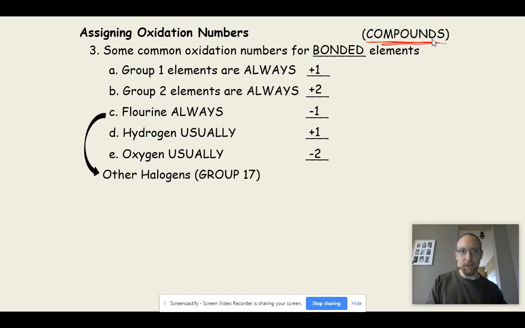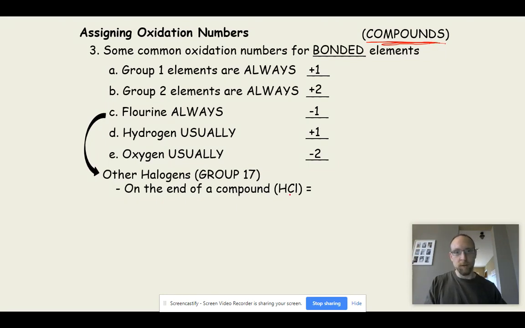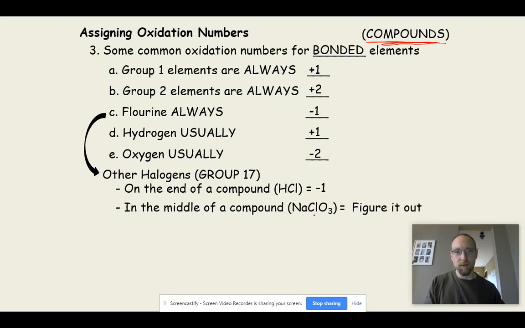So there's a little addition I'd like to add on to fluorine's rule. So for the other elements in group 17, they're not always minus 1, but sometimes they are. So here's an easy way to figure that out. If they're on the end of a compound, like this here, see how chlorine's on the end of the compound? They're going to be minus 1. But if they're on the inside of the compound, in the middle, like here, then you've got to figure it out. So you're going to use what you know to figure out what you don't know. And this is where the rules come in.